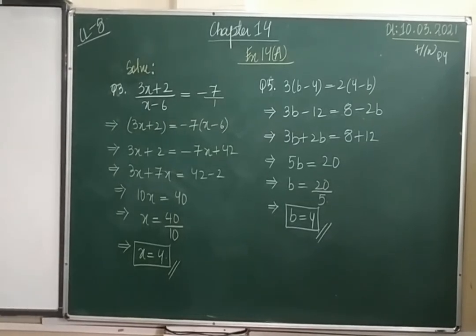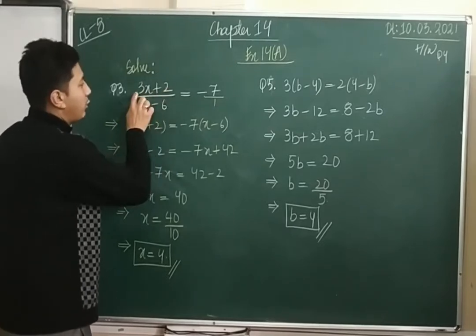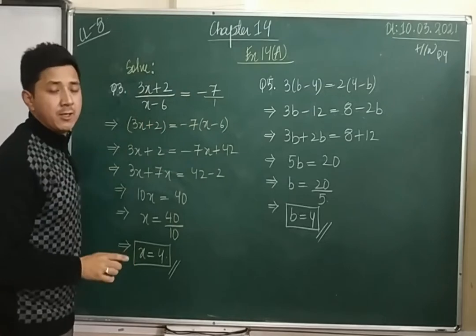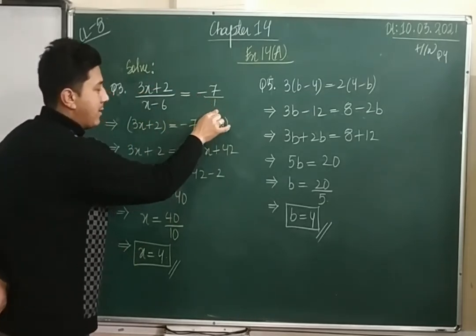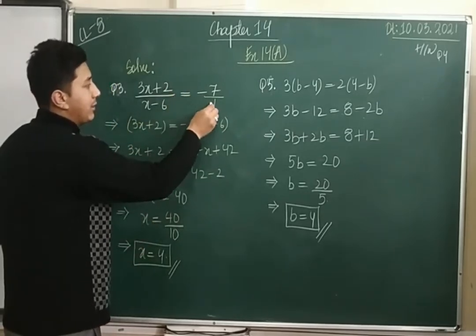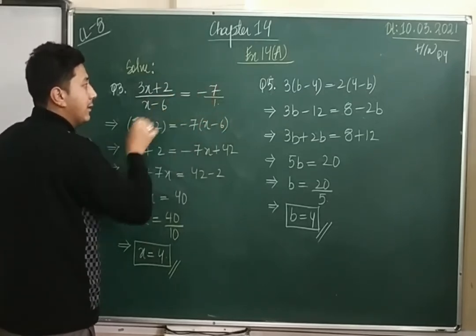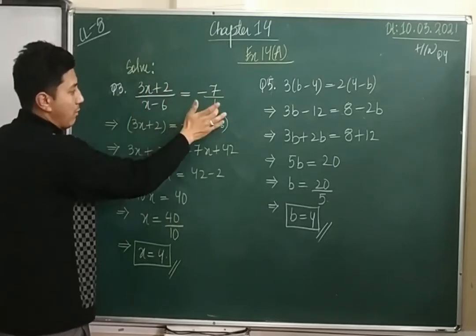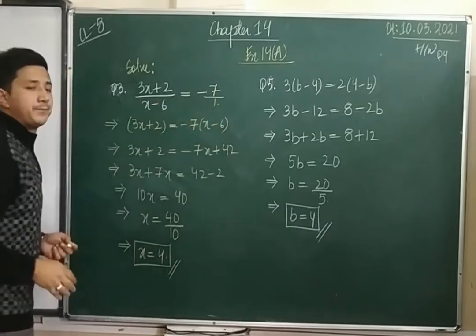Alright, let us proceed with question number 3. The question is (3x plus 2) divided by (x minus 6) is equal to minus 7. Actually, it is minus 7 divided by 1. And now we have to solve, right? So I can do cross multiplication. This into this and this into this. So (3x plus 2) into 1 is 3x plus 2. And this into this is minus 7 into (x minus 6).